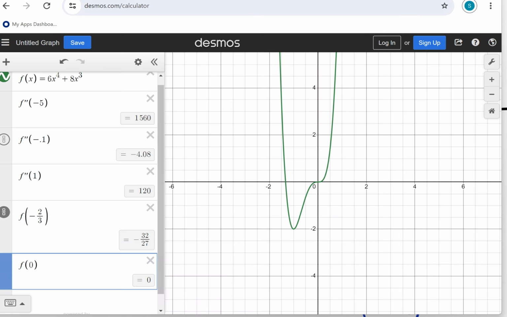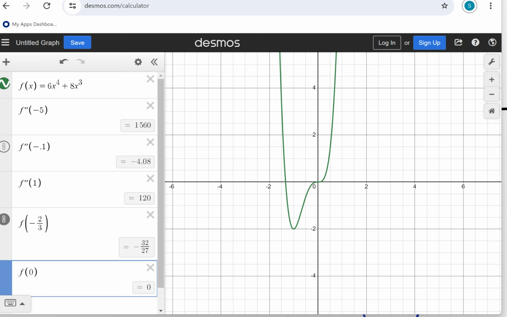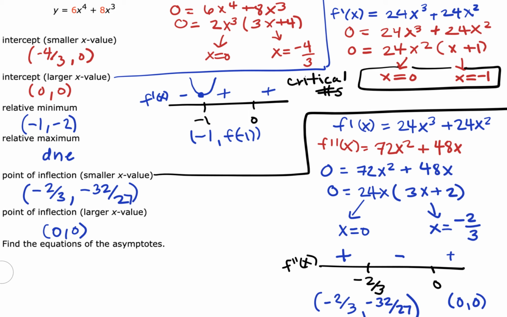We can look at our original graph and realize there are no asymptotes. Okay, so there are no vertical nor horizontal asymptotes that we need to worry about. So those do not exist.